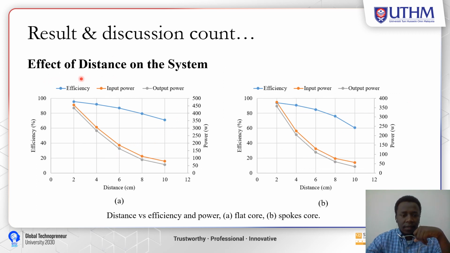As for the distance, this one is for the sheet and this one is for the spoke core. When the distance is just 2 cm, the efficiency is very high, almost 90 something percent. Then as the distance increases, at 10 cm, the efficiency reduces to around 70 something percent. And the same applies here: as the distance increases, the efficiency drops to just around 60%.